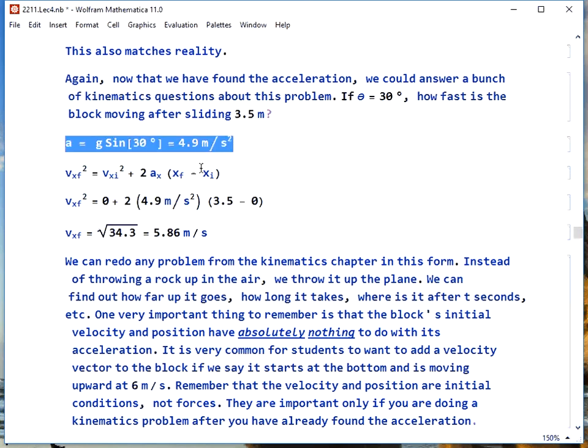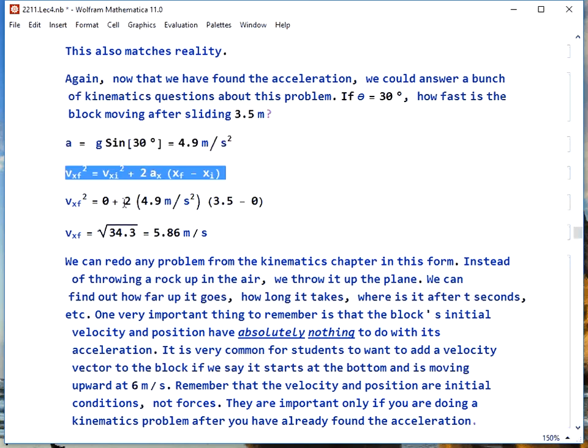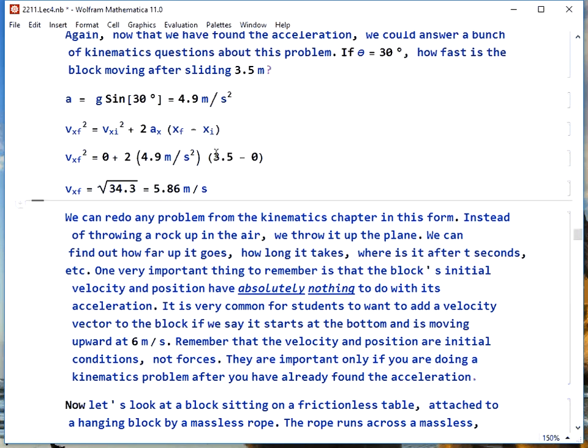We know the acceleration is g times sine of 30, and we can use one of the kinematic equations, putting in our new value for g, 4.9, our new value for acceleration, which is g sine theta, 4.9 meters per second squared. We solve for the velocity and get 5.86 meters per second. Really, any kinematics problem that you were asked in the first part of the course can now be redone on an inclined plane with this effectively slightly different acceleration.